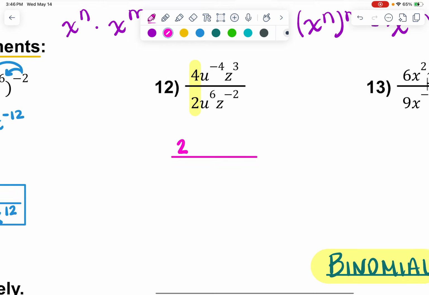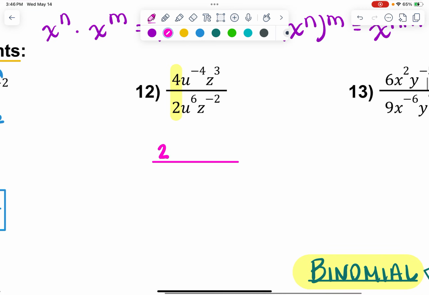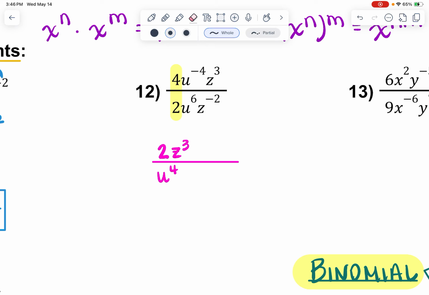Now what I'm going to do is fix all of my negative exponents and get all of my variables where they want to be. So for example, this u to the negative 4th, he does not like being in the numerator, so I'm going to move him to the denominator where he becomes u to the positive 4. The z cubed appears to be happy where he's at, so I'm going to leave him in the numerator.